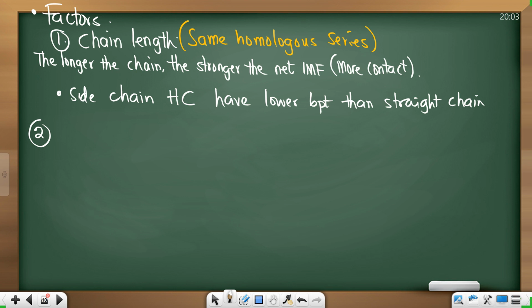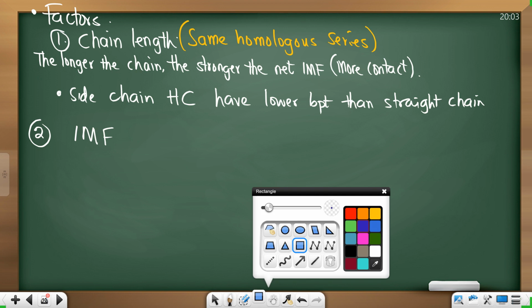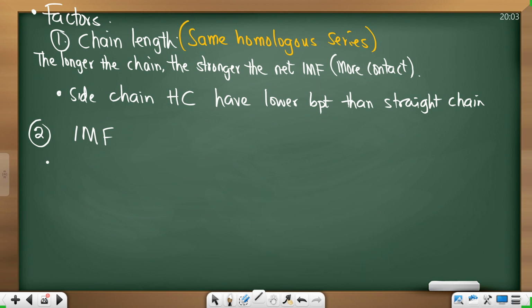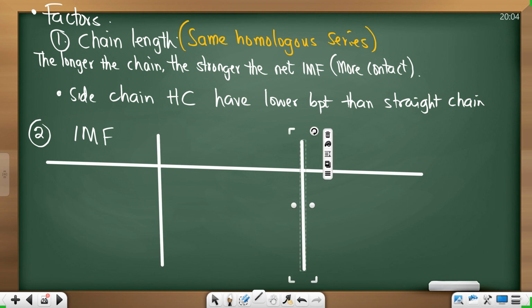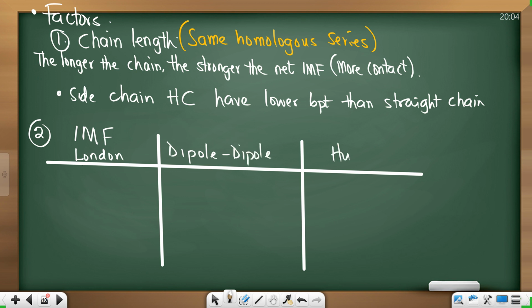All right, what other factor were you guys giving me? Intermolecular forces. Okay. Basically, we have three types of intermolecular force. We have London, we have dipole-dipole, and we have hydrogen.